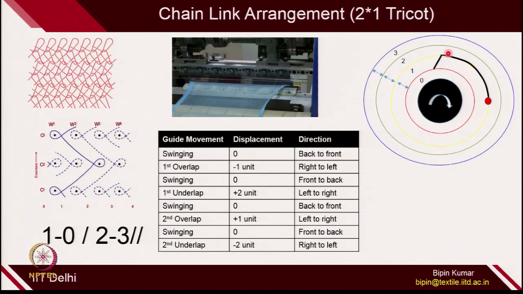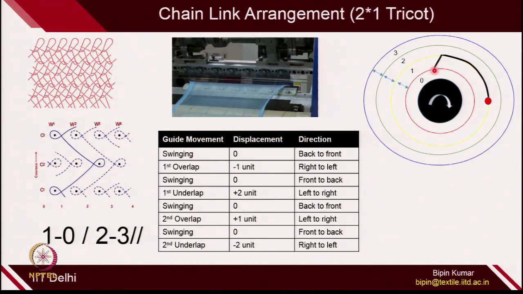So, from 1 unit it is depressing. Okay. So, this is the shogging motion and this is the first overlap. Here the overlap happens and this one is the swinging motion. So, once the overlap happened, the position of the guide bar is now on the 0 position, or now the follower is with the 0 link.